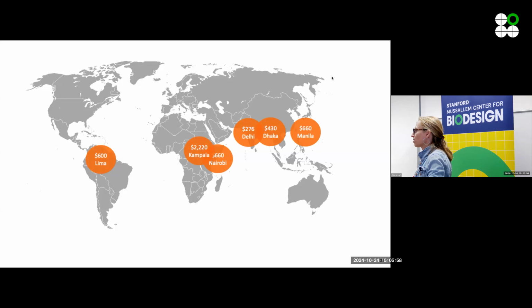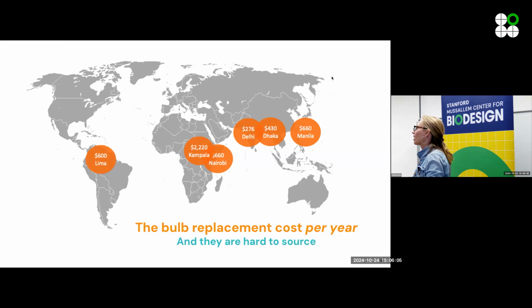And that doesn't seem like much to many of you who worked in hospital administration, but that is a lot in some hospitals. And there's also this issue, they're hard to source. A lot of the supply chains were not set up for medical grade bulbs. So it was a real problem.